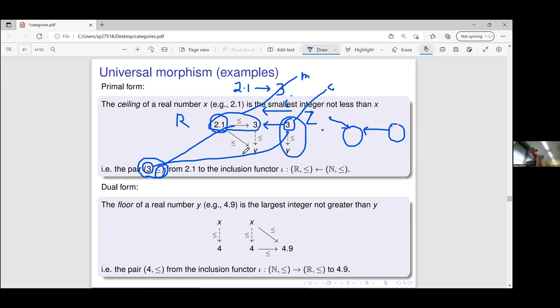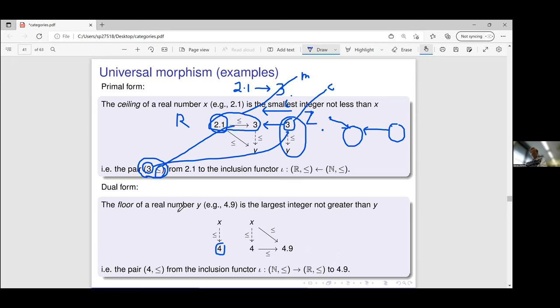And it might be a good time to take questions, if you want, but very quickly, we said there are two forms, a primal form and a dual form. Well, the natural dual of ceiling is floor. The floor just takes every real number to the largest integer not greater than itself. So in this case, the floor of 4.9 is 4. But it happens in exactly the same way, in an analogous way, except the arrows are all reversed.